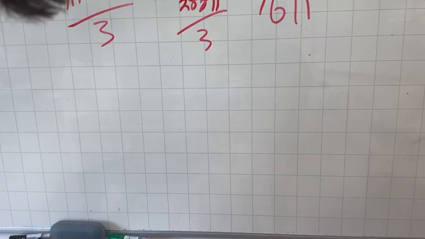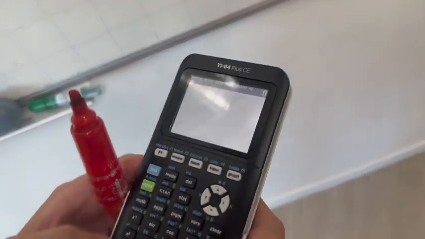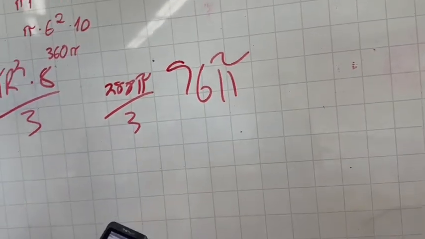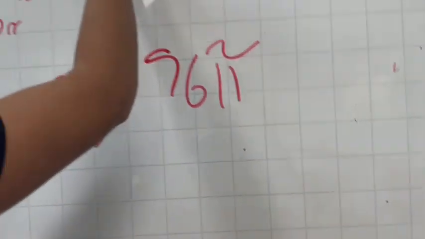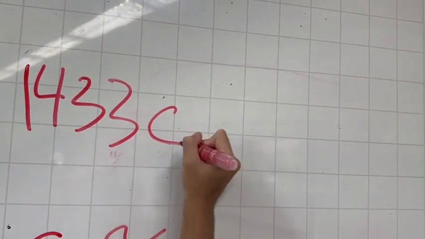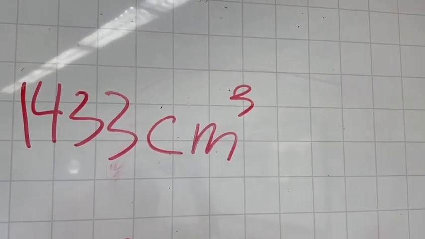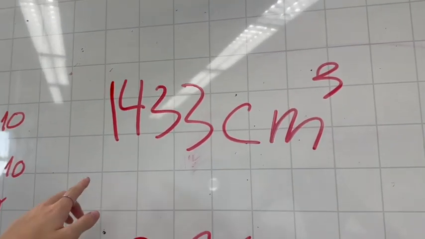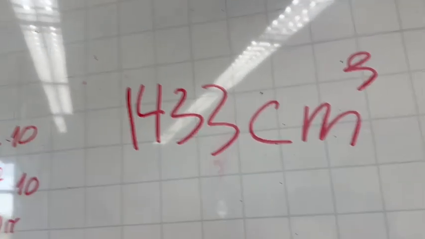So then we plug 456 pi into our calculator, which gives us roughly 1,433, if you round it up, centimeters cubed for the volume of the entire thing. Or in terms of pi, 456 pi. And if you round to 3 significant figures, it's 1,430. Okay, perfect.